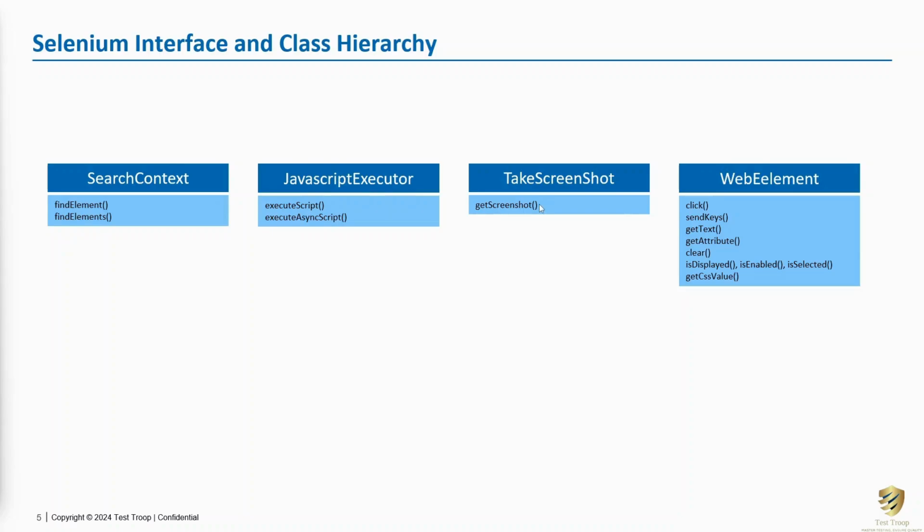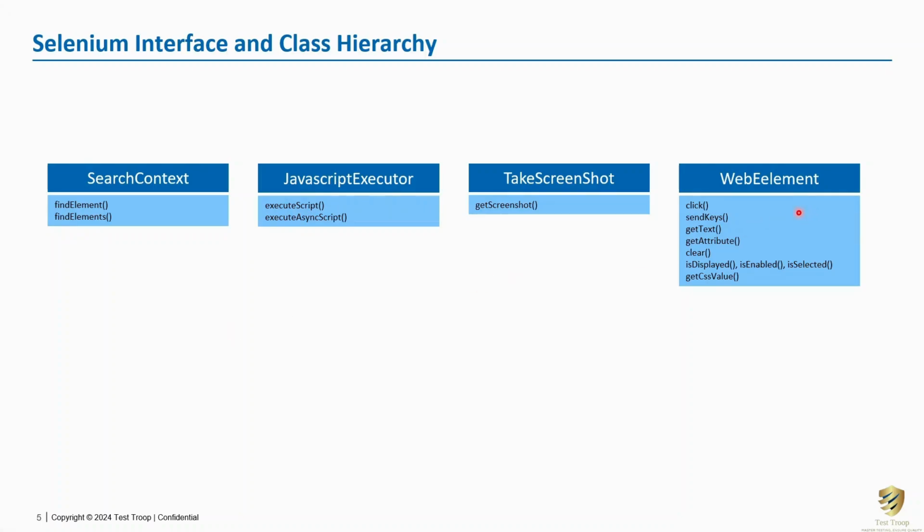The TakesScreenshot interface helps the WebDriver to take a screenshot of a web page or a web element as required and store it in different formats. The screenshot captured is returned to the WebDriver in base64 format. So it exposes one function, which is getScreenshotAs. This method allows you to capture the screenshot and store it in a specific location.